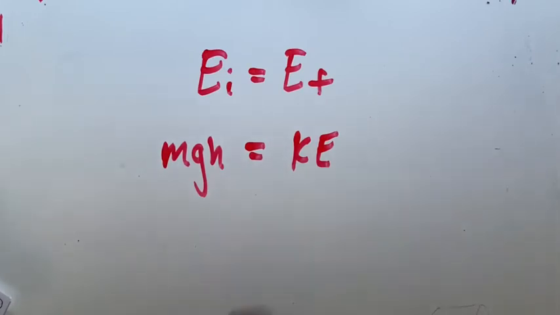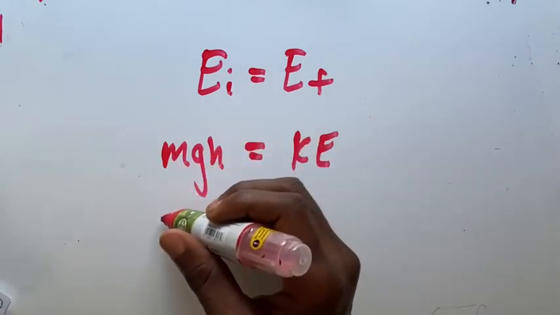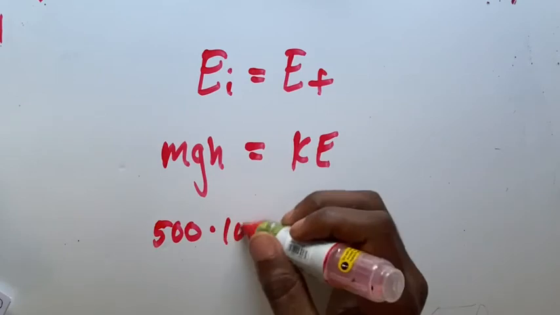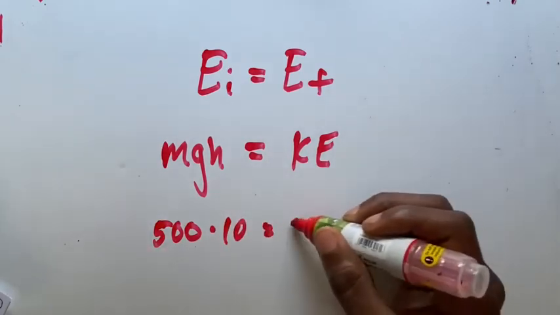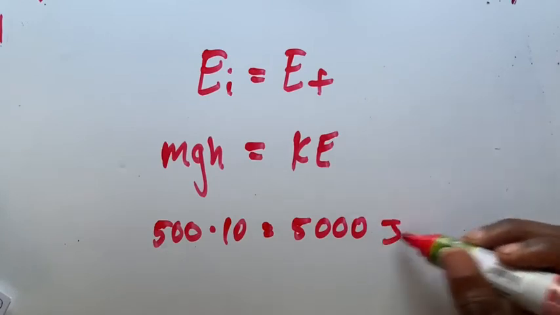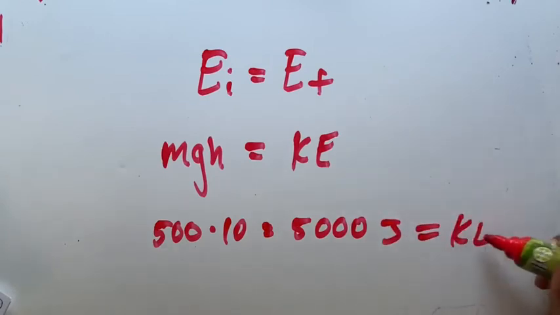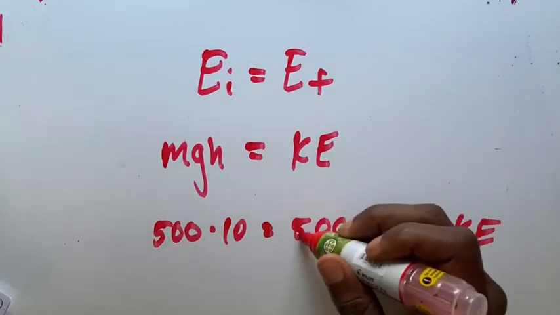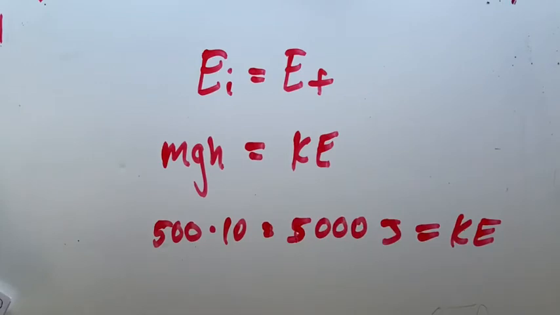And that's given by, well, mg is his weight. So that's going to be 500 times his height, which is 10. It's equal to 5,000 joules. So he's going to hit the water with 5,000 joules of kinetic energy. So the answer is going to be C.